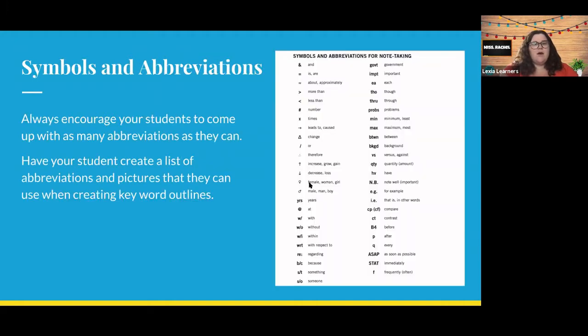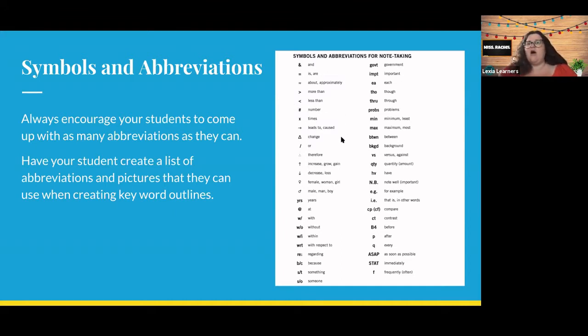All right. So the first thing you're going to want to look at is showing your student symbols and abbreviations. So I always have my students create or think up as many symbols and abbreviations as they can for words. So when they're creating their outlines, instead of writing the word number, I'd have them write a pound sign or hashtag.